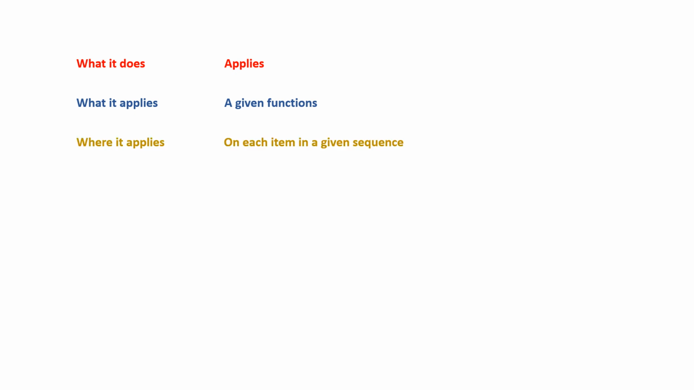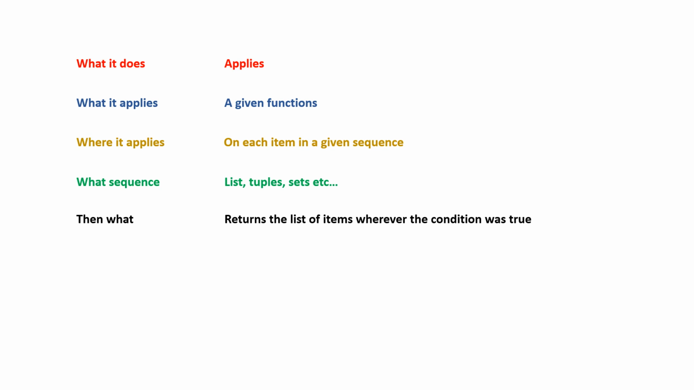It will be okay. Now let's try to understand filter function with the help of questionnaire. What does filter do? It applies a given function. And where does it apply the given function? It applies on each item in a given sequence. Now what is a sequence? The sequence is nothing but list, tuple, sets, etc. And then it returns the list of items wherever the condition was true.